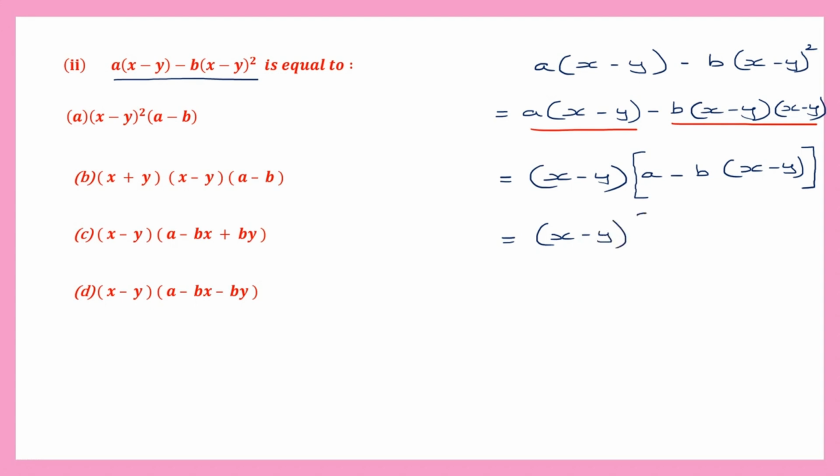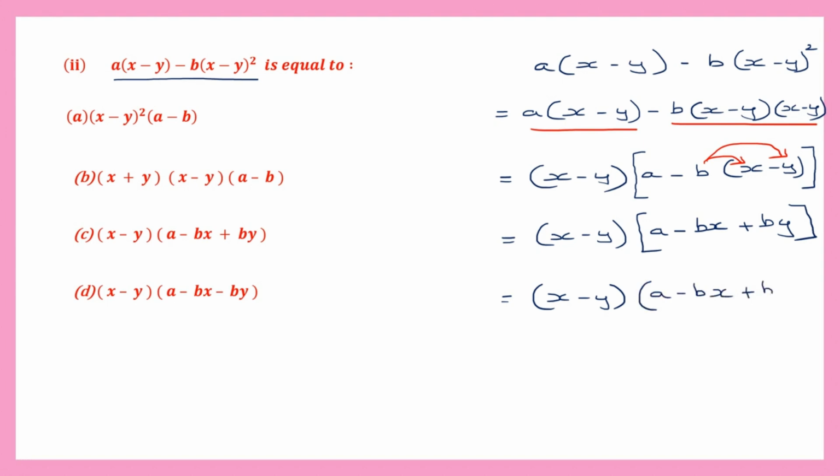And in brackets, what do I have? I have a minus. Now let's multiply b into x. That will become bx. And I'm going to multiply minus b into minus y. So minus into minus is plus, b into y is by. Okay. So let me write this as x minus y, and here a minus bx plus by.